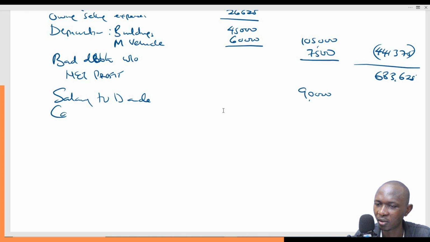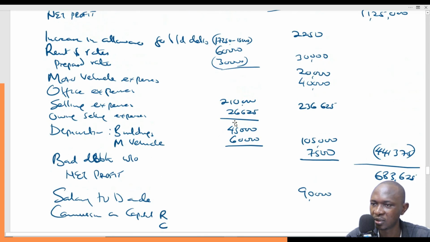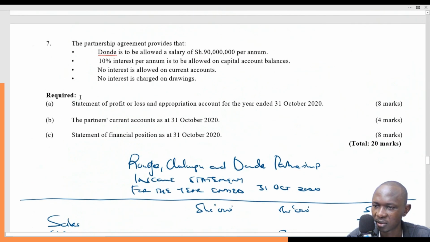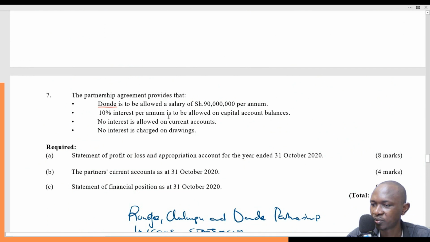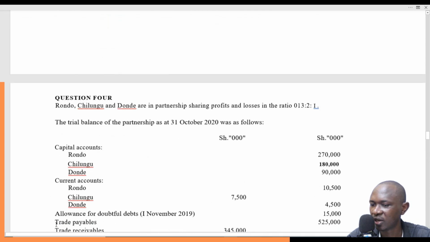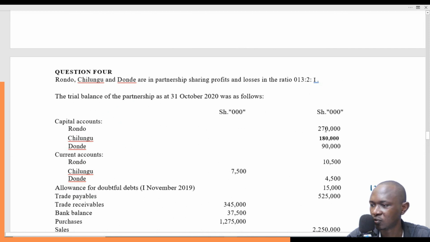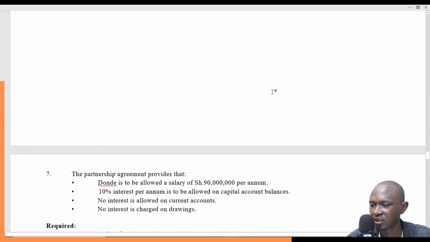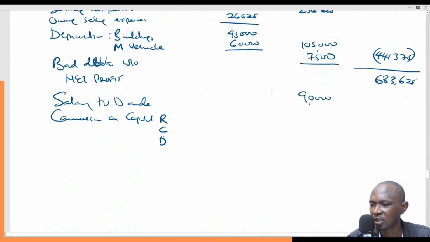Then we have commission on capital. We have partner Ronde, partner Chilungu, and partner Donde. 10% interest per annum is to be allowed on capital accounts. So 10% of capital accounts is 27,000, 18,000, and 9,000.